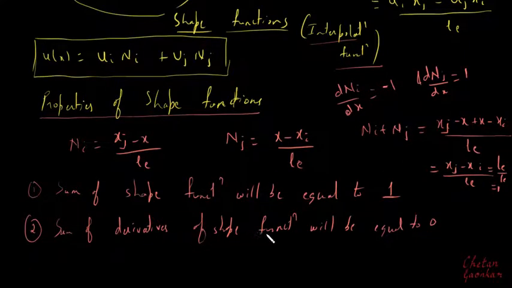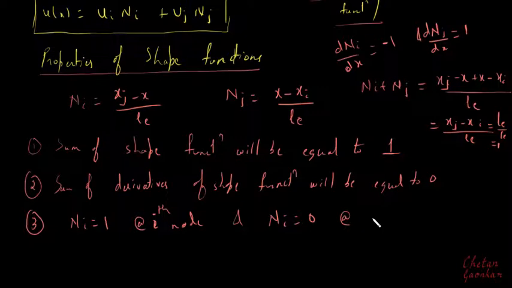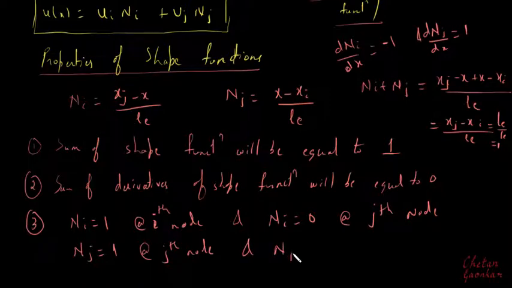So the sum of derivative of shape function will always be equal to 0. This is the second property. And the third and the most important property of this shape function is that Ni will be equal to 1 at the ith node, and Ni will be equal to 0 at the jth node, and similarly Nj will be equal to 1 at the jth node, and Nj will be equal to 0 at the ith node.